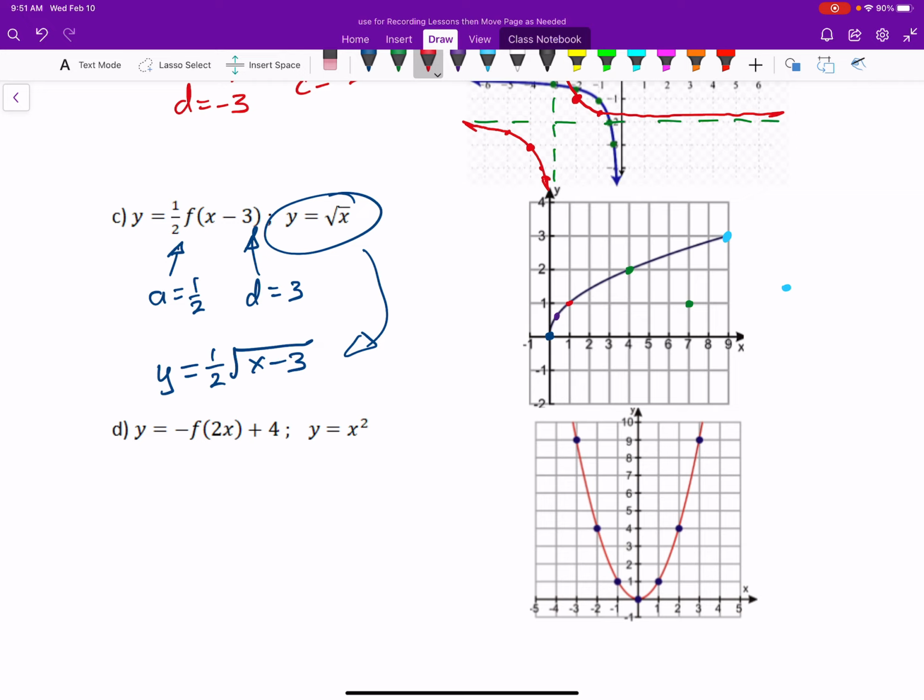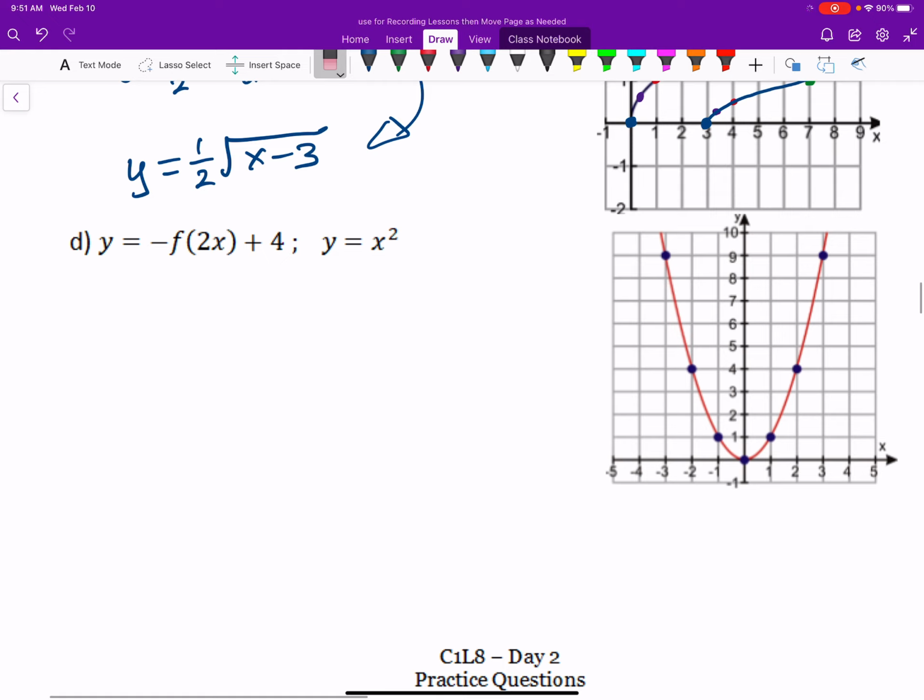Half as tall and 3 to the right should have been here and here. Sorry, not there. Here. So back to this blue one at the origin. Half as tall is still on the x-axis, but 3 to the right moves it over to here. So the shape is the same, although it's been vertically compressed, and it's been moved 3 units to the right.